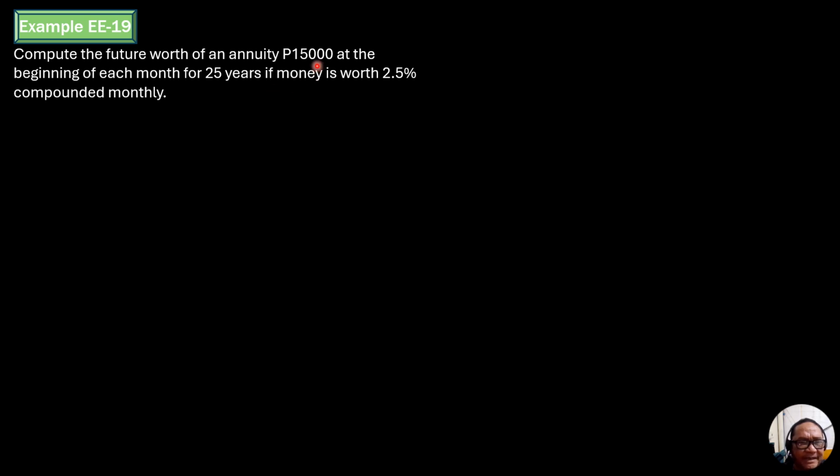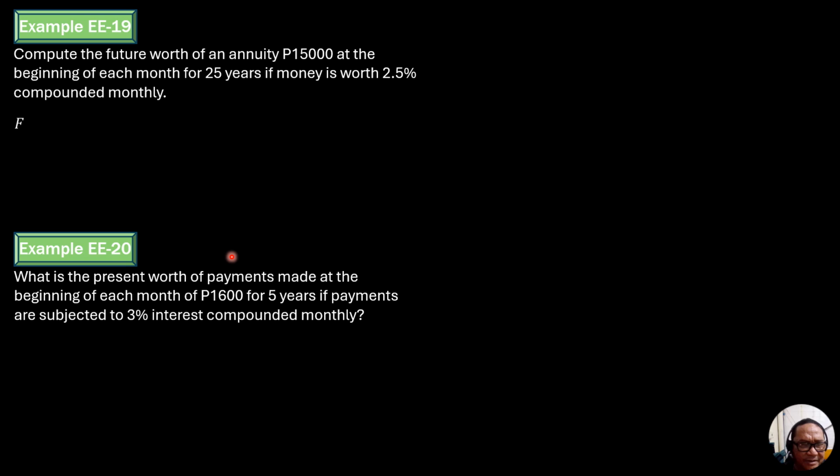And the equal payment is 15,000. So the future worth, if you can recall, is A over I, quantity 1 plus I to the n minus 1. N in this case is 12 times 25. So we have this next example. So this is the solution.